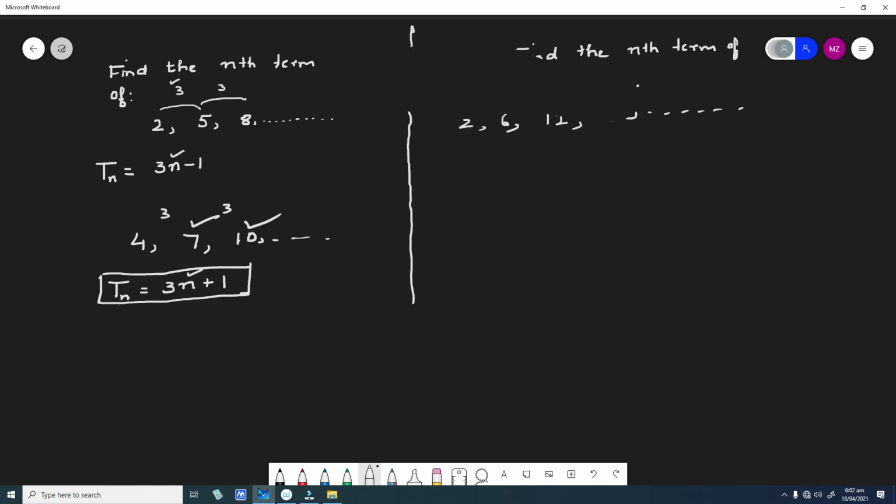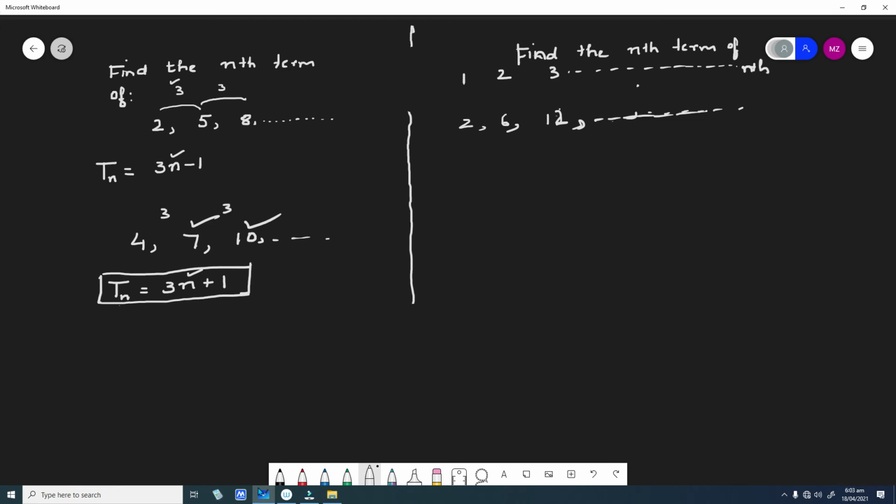So this is 2, this is 6, and this is 12, and so on. In order to find out the nth term of this sequence, you have to arrange the numbers or write the numbers in some pattern. So 2 is the first term, the second term is 6, the third term is 12, and so on, and we need to find out the nth term.